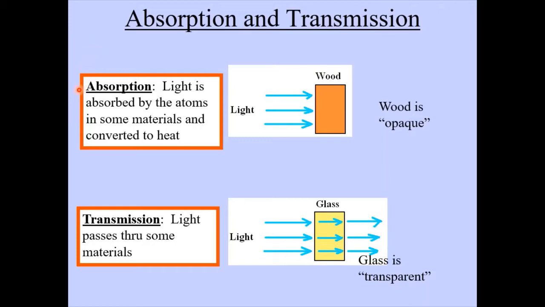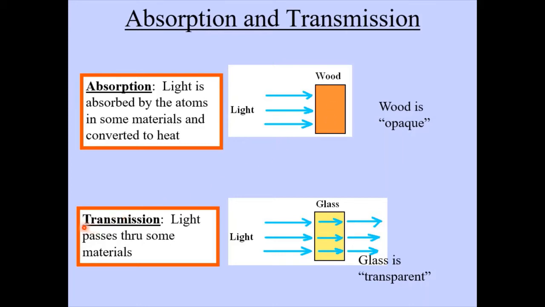So absorption just means that light is absorbed by the atoms in some materials and converted to heat. So if you try to shine light through wood, for example, the wall of your house, obviously the light doesn't get through. What happens is the photons are absorbed by the atoms and molecules inside the wood, and that energy is ultimately just converted to heat. So we say that wood is opaque. By the way, this also explains why things get hot when they're set out in the sun.